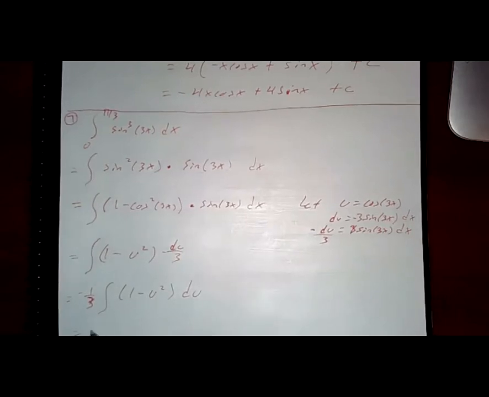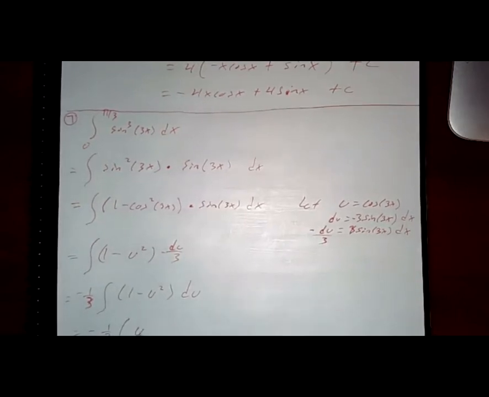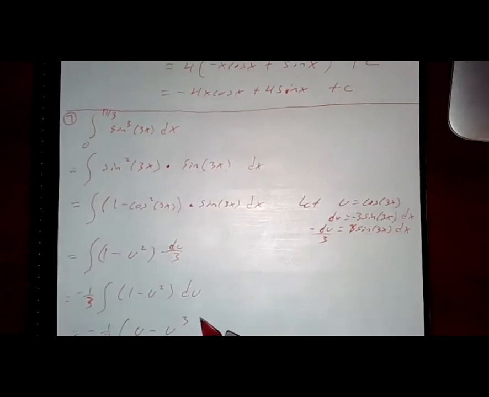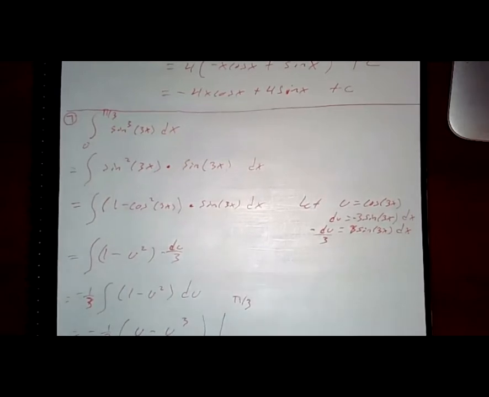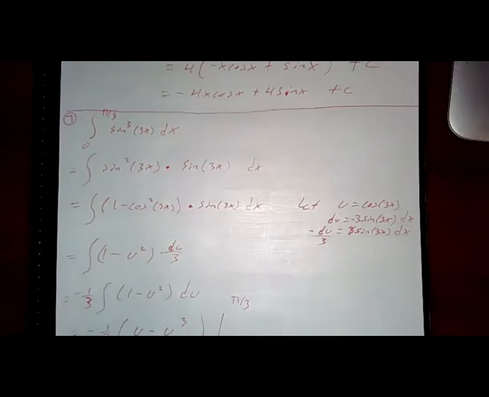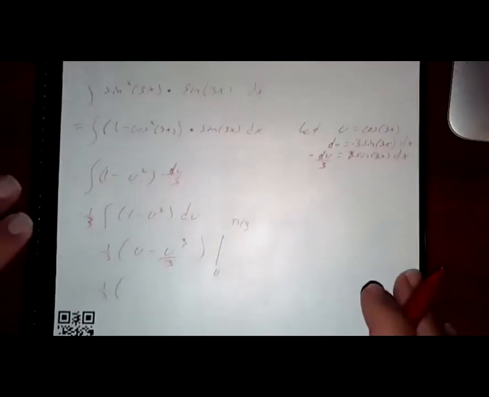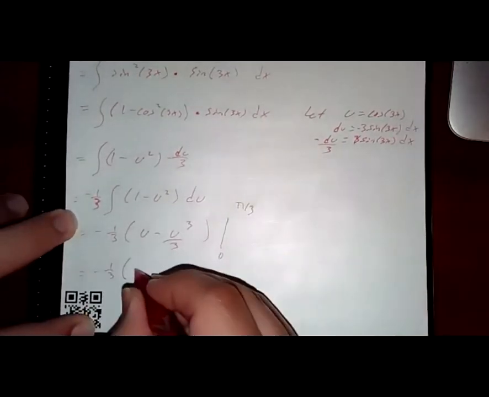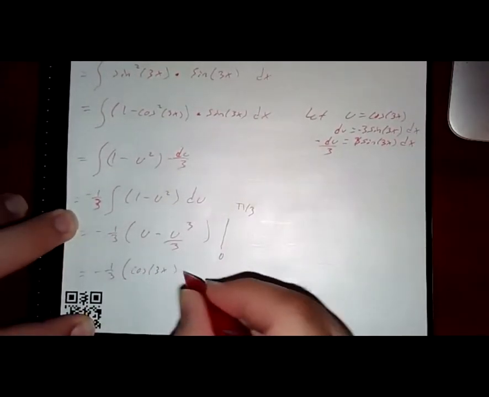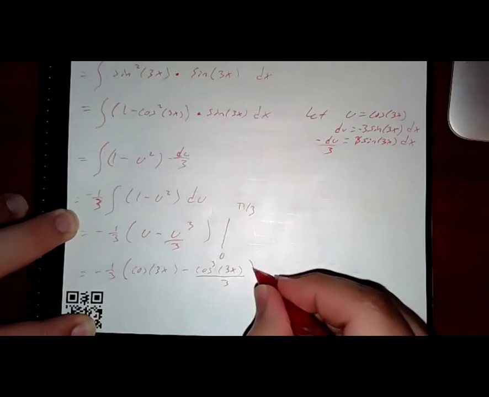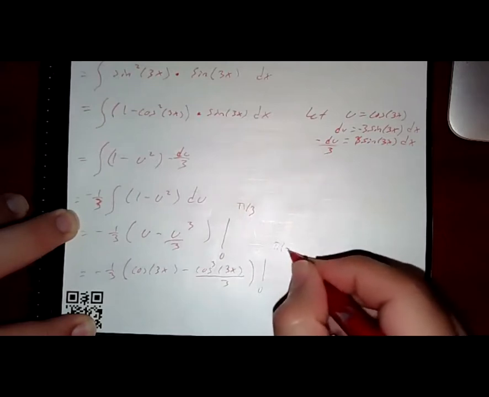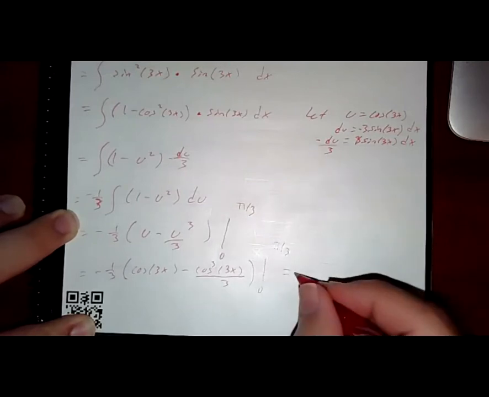Okay, integrating this will be pretty easy, right? So that will be u minus u cubed over 3. And then I've got to put my bounds, right? The bounds were 0 to pi thirds, but I need to switch it back. So that will be negative 1/3, where u is cosine 3x, minus cosine cubed 3x over 3, from 0 to pi over 3.